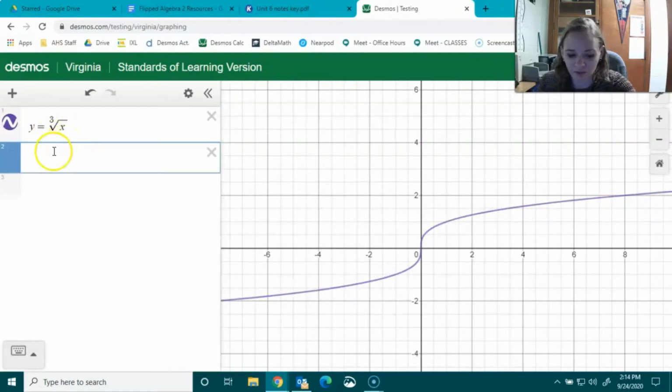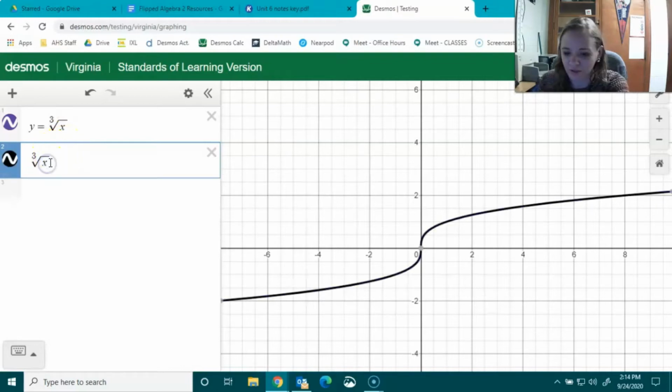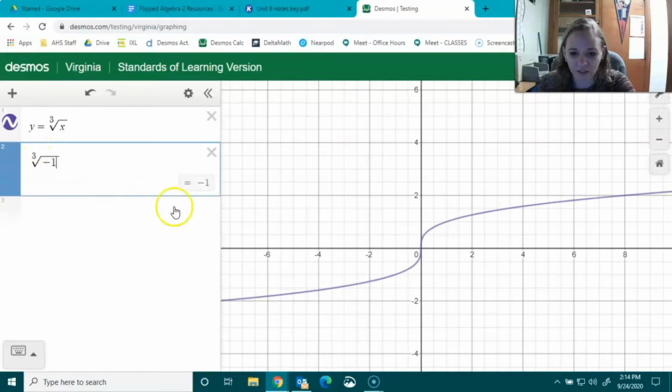So we can do the third root of, just as an example, negative 1. That is an answer as negative 1, as opposed to if this was square root, it's impossible. Well, it's imaginary, and we'll get there eventually. But right now, just know that, yeah, third root of a negative number is that negative number. So we have negative numbers in our square root or cube root function.